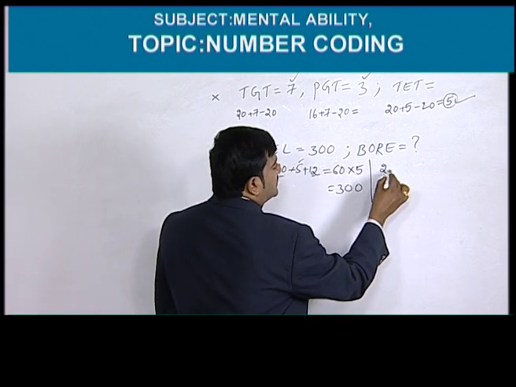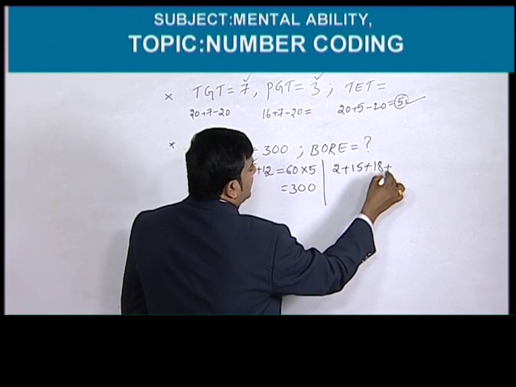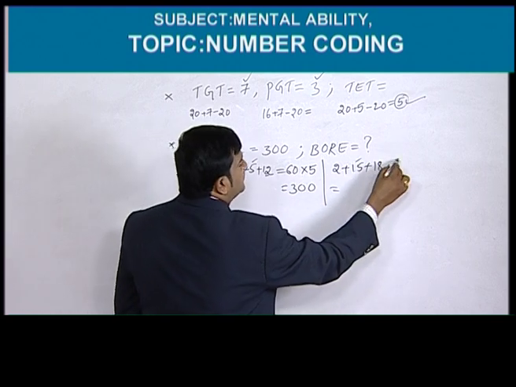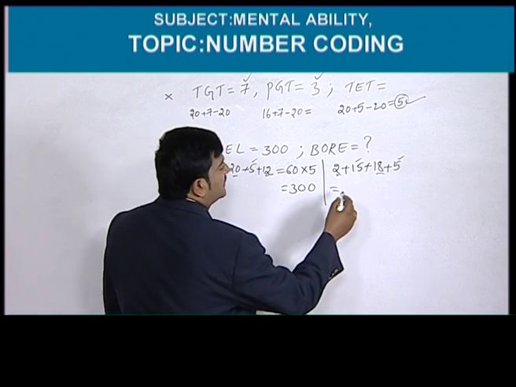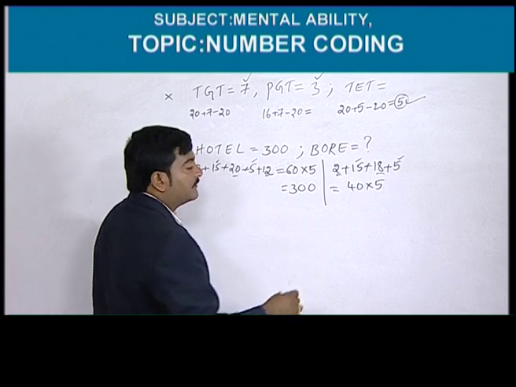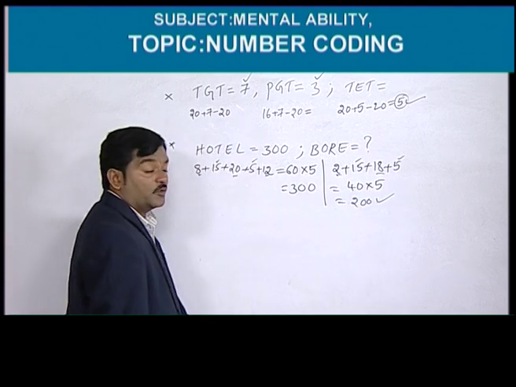Bore. B means 2. O means 15. R means 18. E means 5. Add all these values. 15 plus 5, 20. 18 plus 2, 20. 20 plus 20, how much? 40. 40 should be multiplied by how much? 5. 40 into 5, how much are you getting? 200. Again, you may get that out.